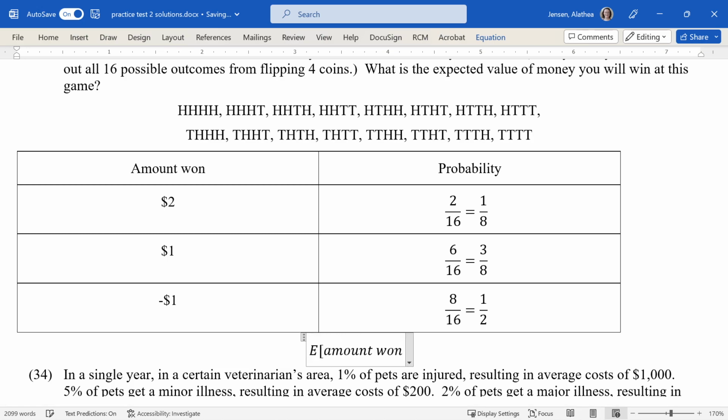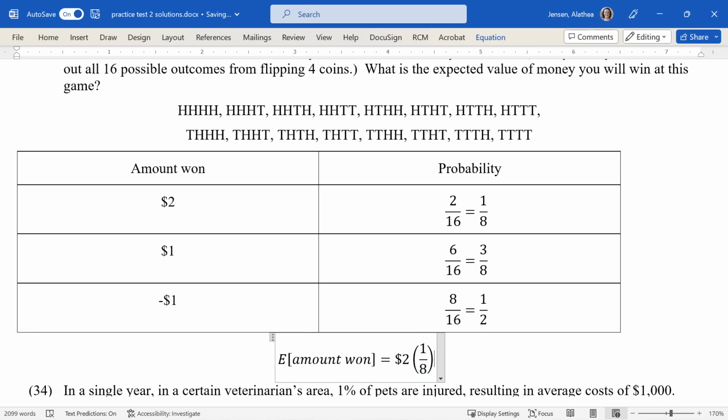So I'm going to multiply each amount by its probability, and then I'm going to add those up. So I'm going to do $2 times 1/8 plus $1 times 3/8, and then minus $1 times 1/2. Okay, so let me grab a calculator and do these.